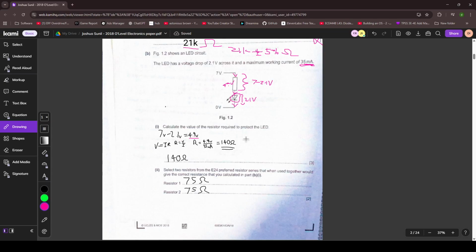Okay. So 4.9 divided by 35 milliamps, which is 35 times 10 to the power negative 3, and then you get 140 ohms. So this is correct. Select two resistors from the E24 preferred resistor series that when used together would give the correct resistance that you calculated. So he chose 75 and 75, and if you add them together, you get 150.